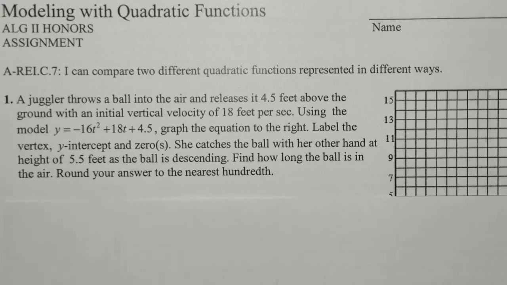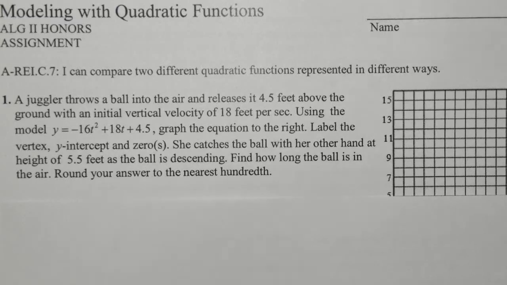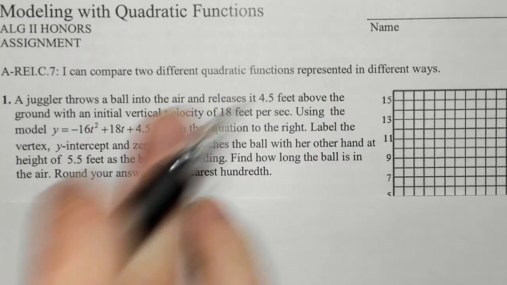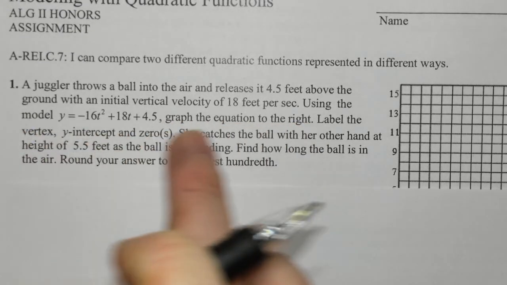We're going to label the vertex, the y-intercept, and the zero, which is also known as the x-intercept. And I'd like us to also label both the x and y axis within the context of this problem. Then we're going to answer a bunch of questions and also come back to answer this last question.